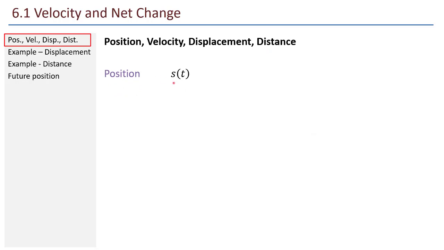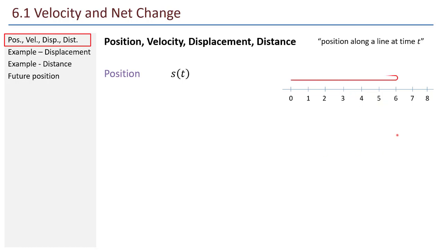Position is often thought of as a function s of t. Given a time, I have a position. And we often think about this as position along a line at time t. So there is a line, there's a number line, and some object travels. Here I have a little animation. Maybe it moves to the right for a little while, then it moves to the left for a bit, moves to the right again, and continues moving right. So at various values of t, it has various positions on the number line.